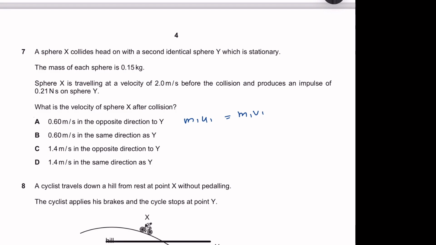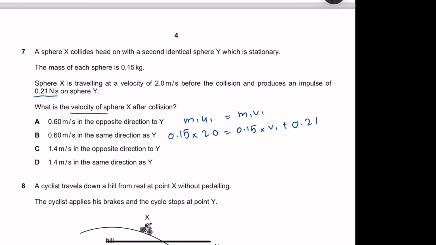And if there are more forces, and if there are two forces acting after collision, you can always add them. Since their mass is constant, I'll just solve it. So 0.15 into 2.0 equals 0.15, since we have to find its velocity, plus, as you can see, it says it produces an impulse of 0.21 on sphere Y. So you have to plus 0.21.